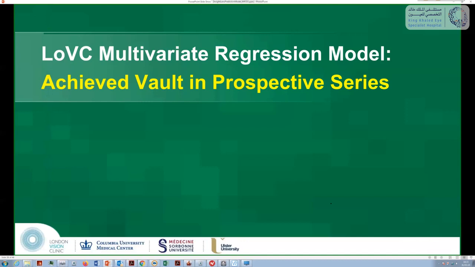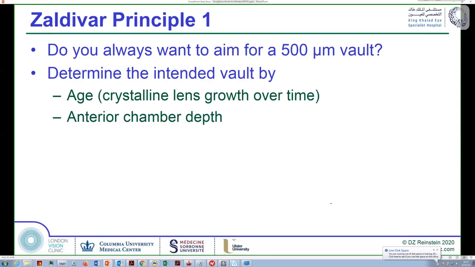And the thing that's holding back this device from exploding around the world in terms of acceptability is this outlier, the sizing, the outlier problem, and the fear that surgeons have of lenses that are too big or too small. So I wanted to come back to a thing that I mentioned earlier. Roberto Saldívar, who I think is on the call, introduced this concept a while back: you don't always want to aim for a 500 vault. That's not the ideal vault. It's the generic ideal vault, but you're going to want to determine the vault based on the age, which is going to take into account the crystalline lens growth over time.